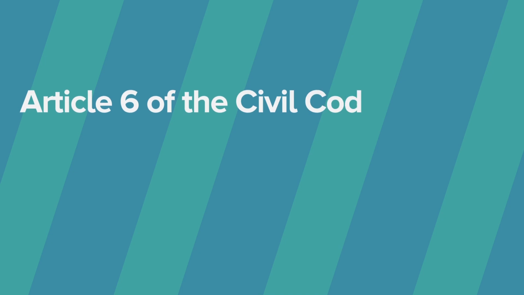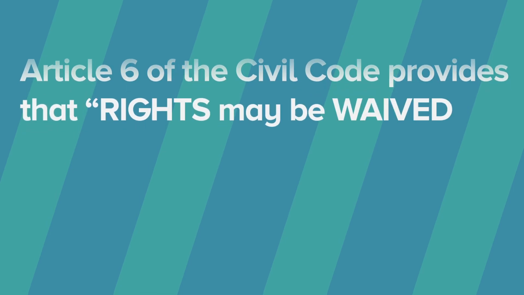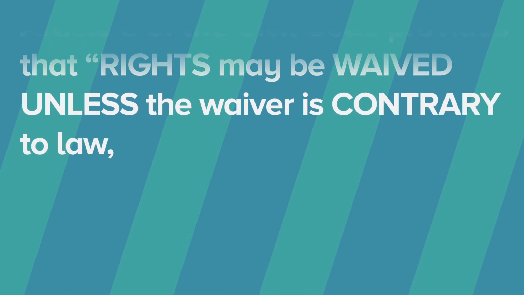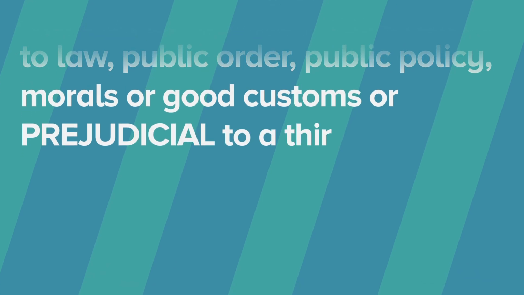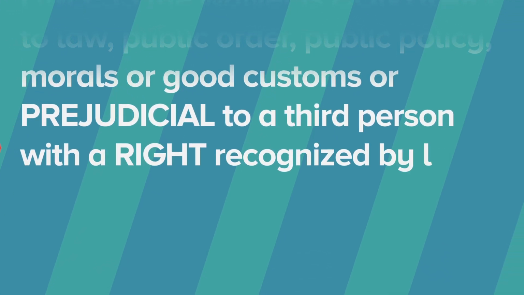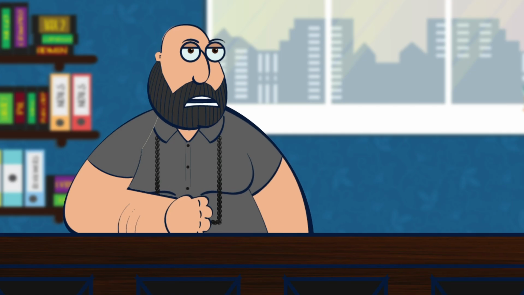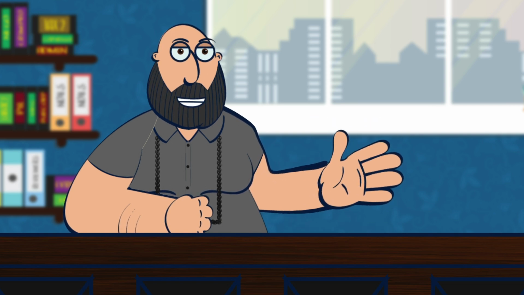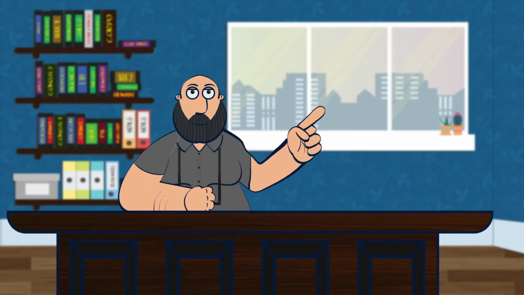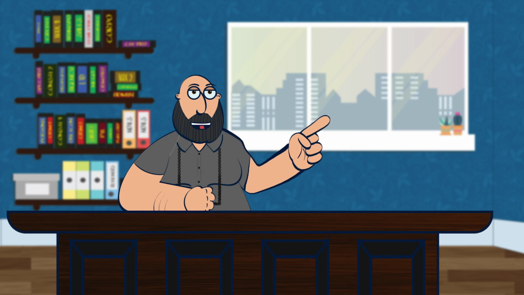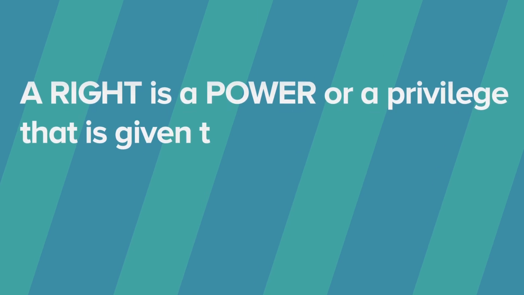Article 6 of the Civil Code provides that rights may be waived unless the waiver is contrary to law, public order, public policy, morals or good customs, or prejudicial to a third person with a right recognized by law. This provision contains a lot of big words, kapatid, but we will try to simplify this. Mabuti na dito na natin aralin kung ano ang isang right, ano ang waiver, at kailan valid ang waiver. Dahil may mga professor, kapatid, na pagkatapos ng Article 2 of the Civil Code, tumatalon na yan ng Articles 19, 20, and 21.